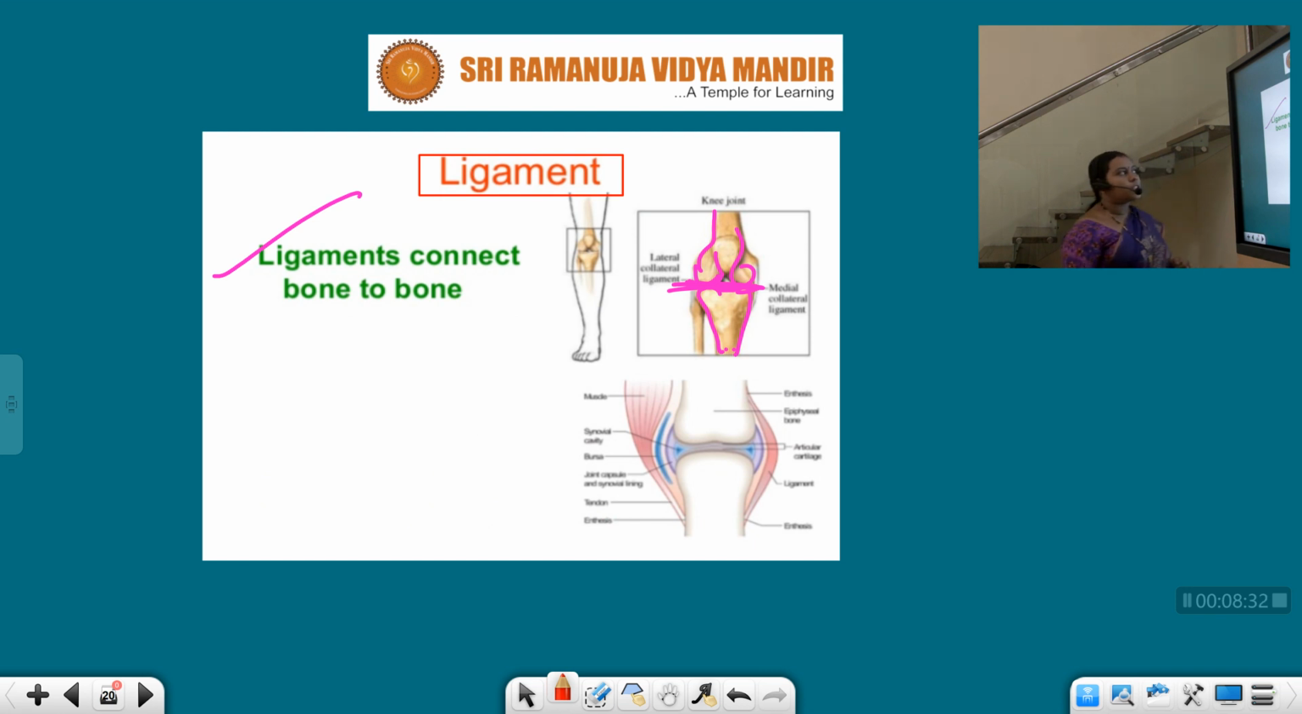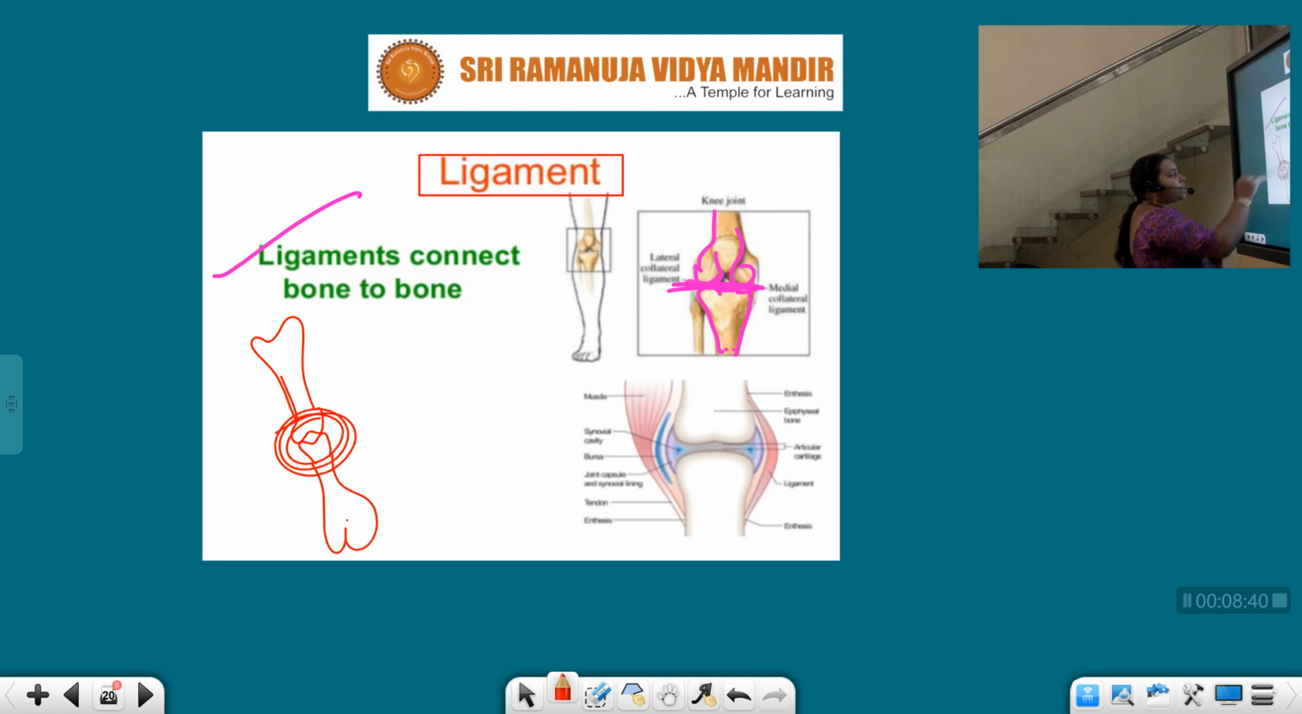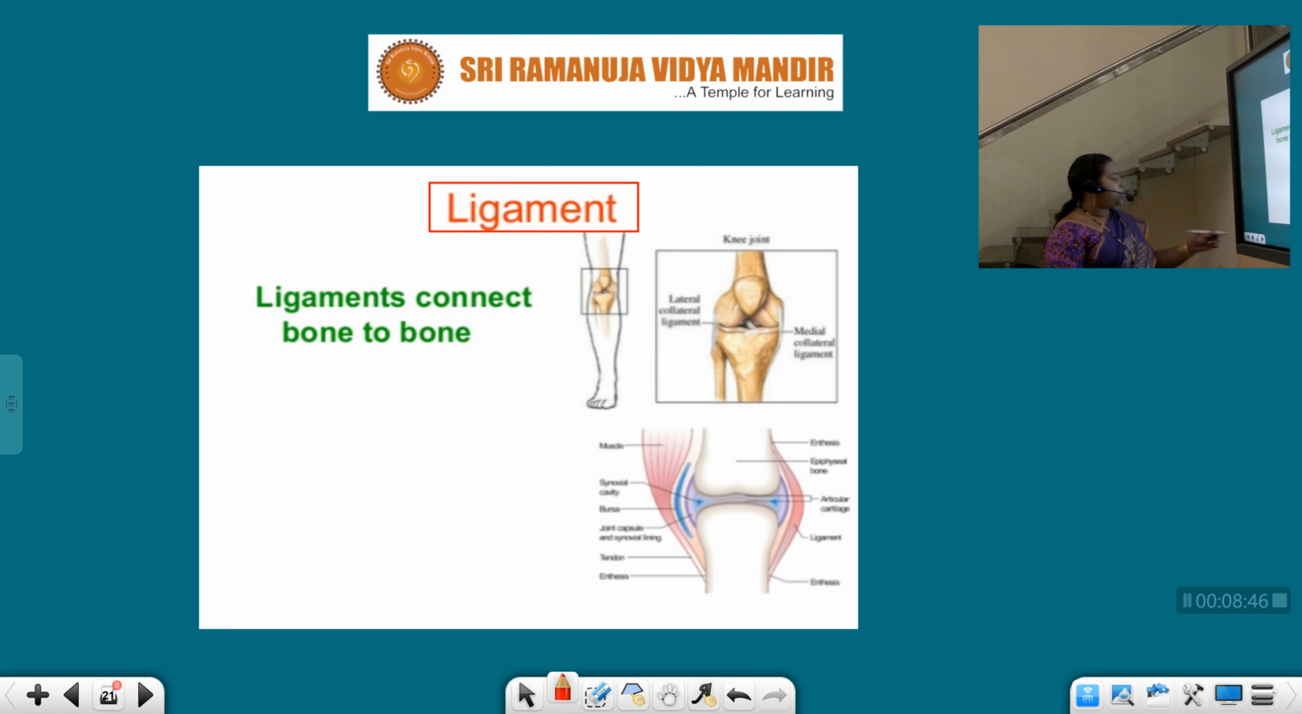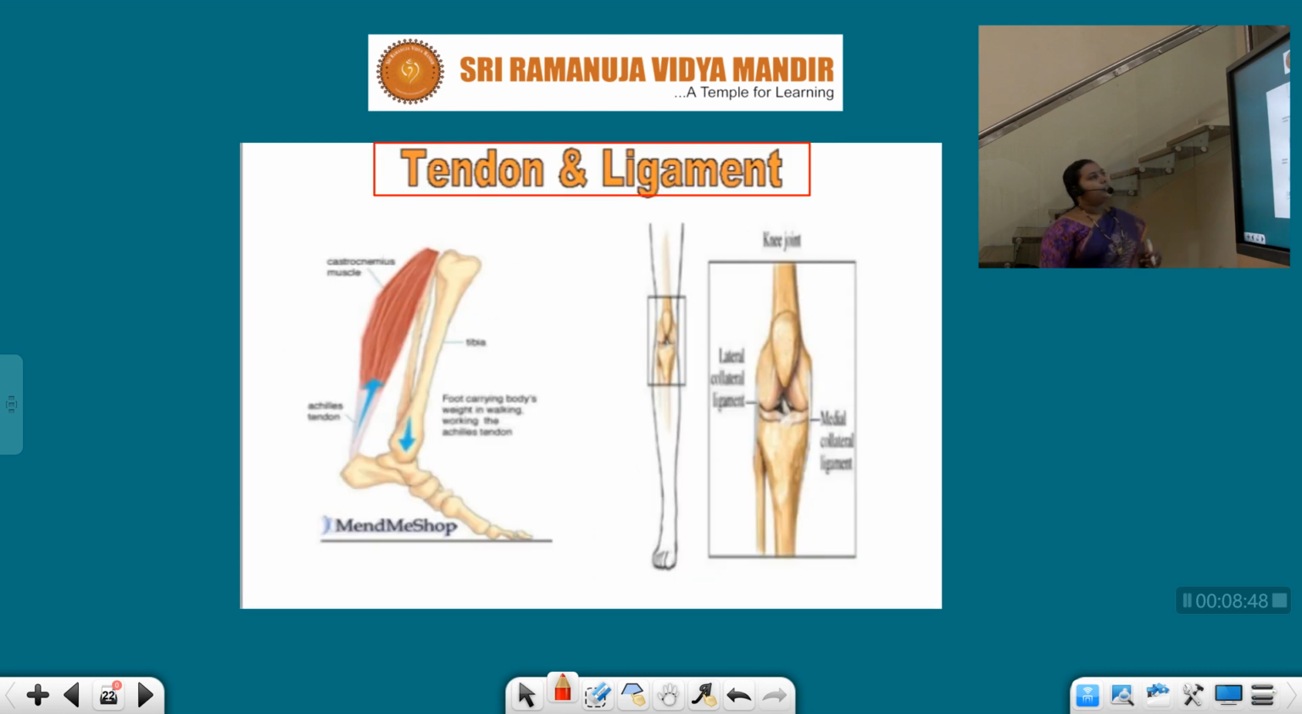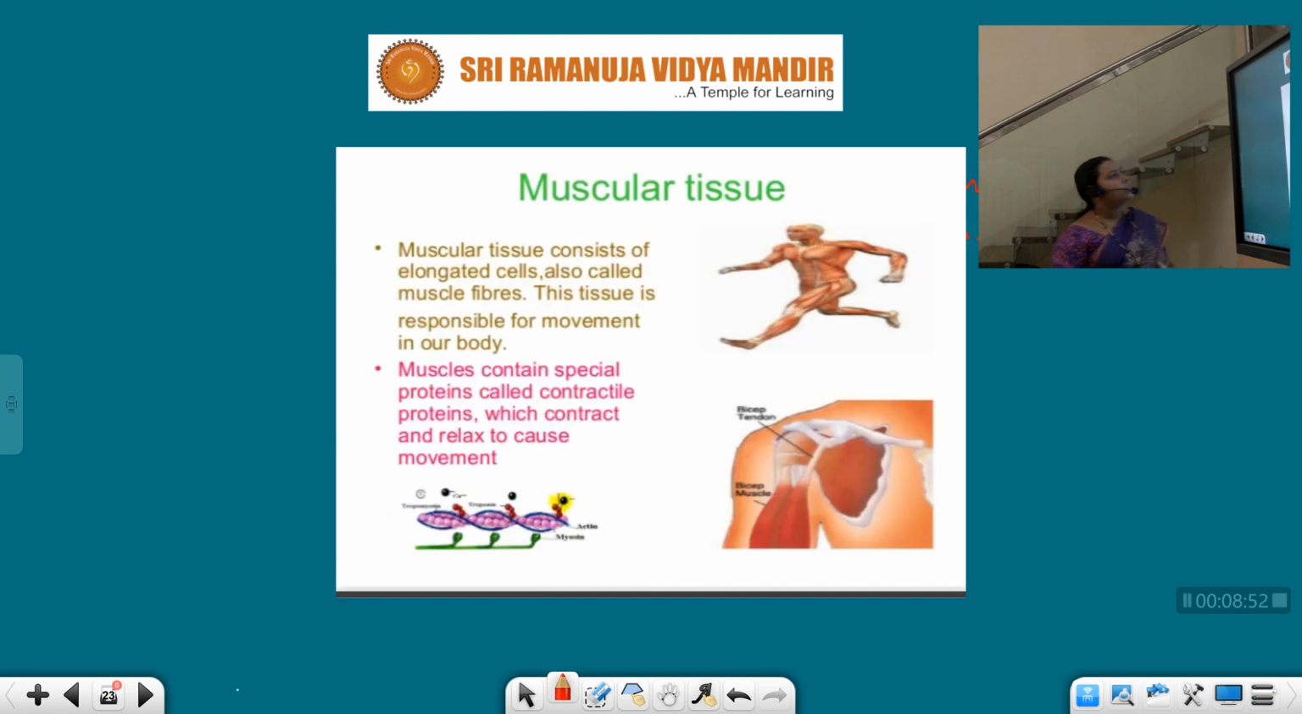Ligament. It connects one bone with the other bone. See, for example, this is the bone, and this is the second bone. So the direct contact between bone and bone is maintained by the ligaments. Next, these are the tendon and ligament diagrammatic representations.